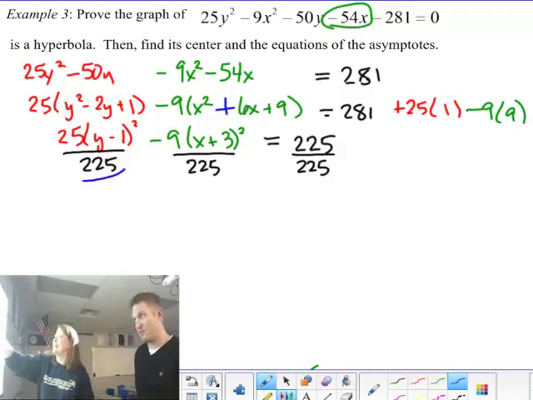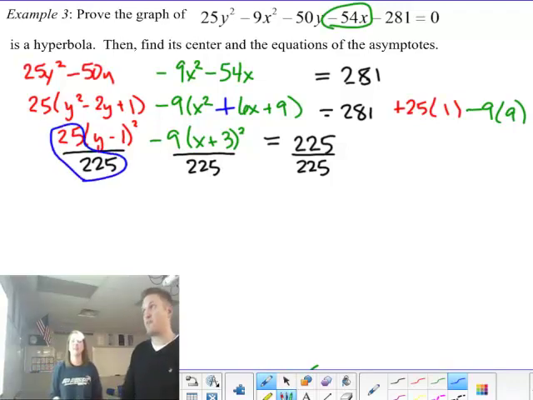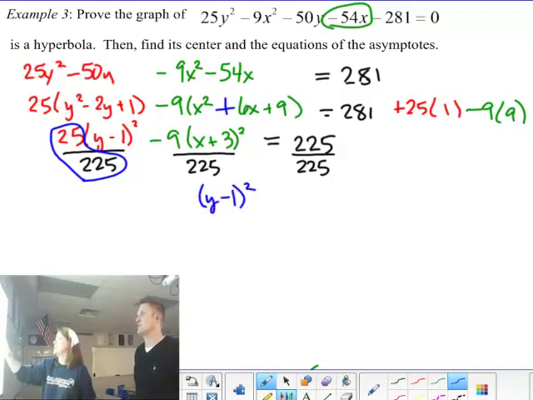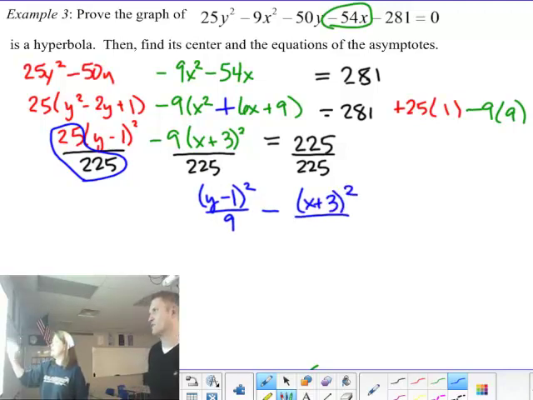25 divided by 225. How many times does 25 go into 225? That should be easy enough. That's 9, we're just reducing. That's all it is. So that's over a 9. And then I have x plus 3 squared, and if I reduce again, I will get 25, will I not? You will. Equals 1. Perfect.